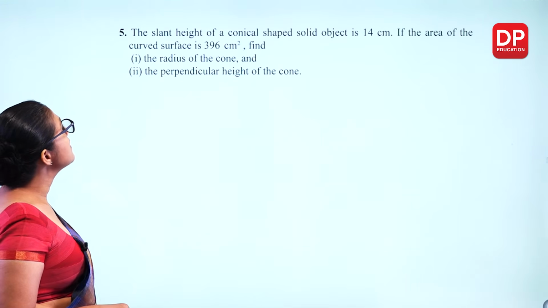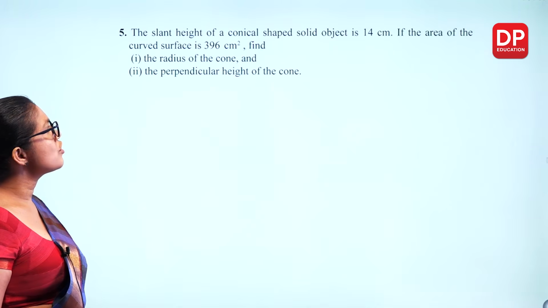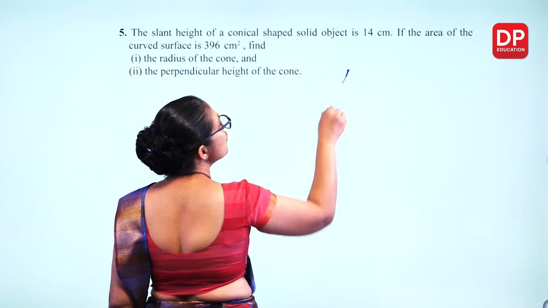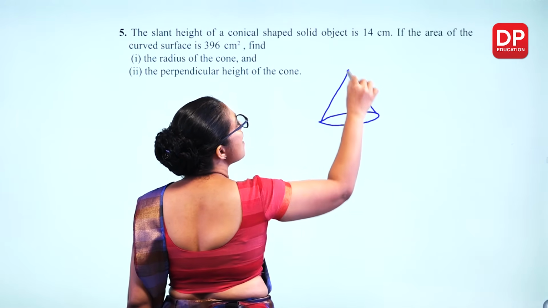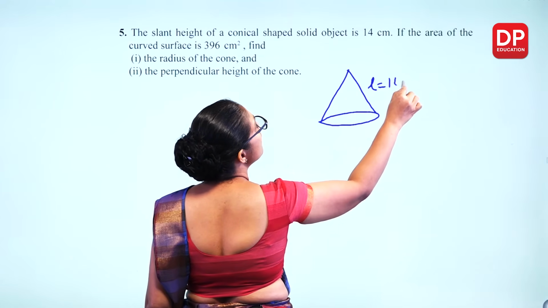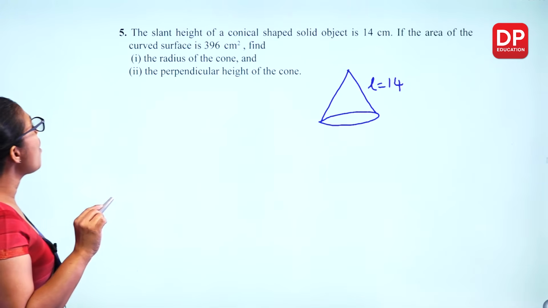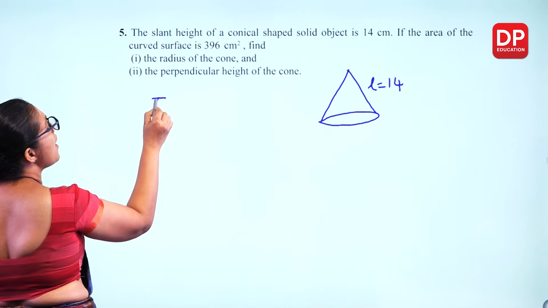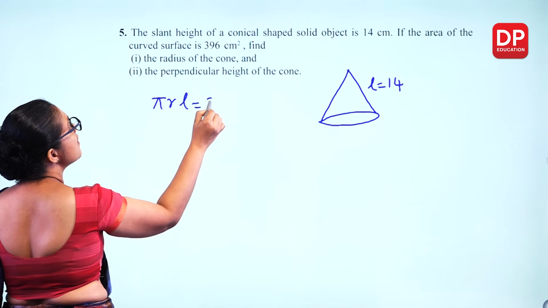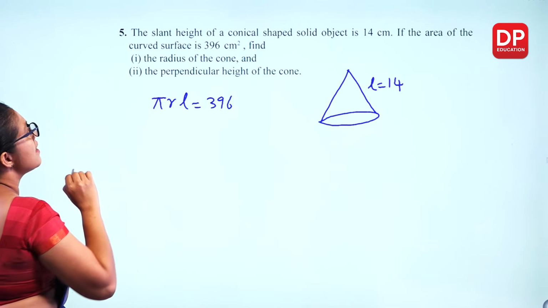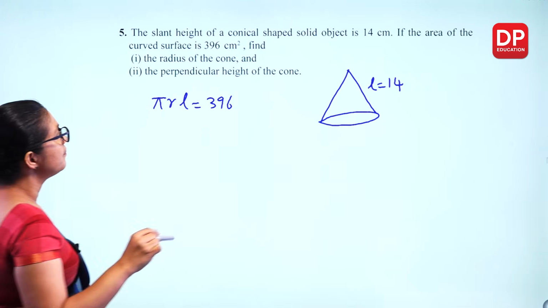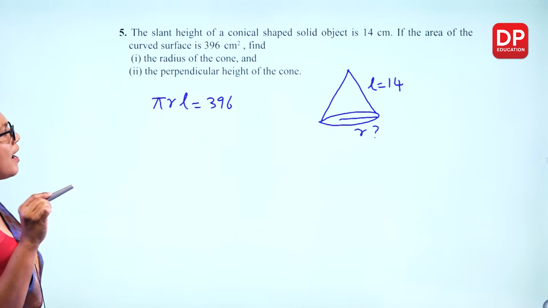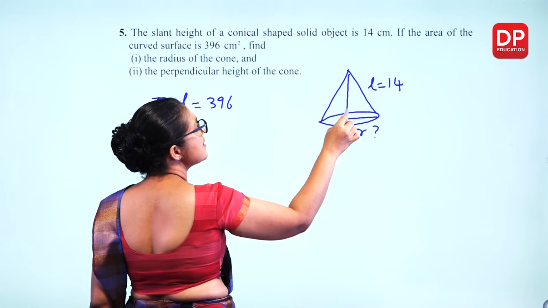In question number 5 it says the slant height of a conical shaped solid object is 14. So when you draw the diagram, slant height means L is given as 14. If the area of the curved surface is 396, that means pi r L is given as 396. Find the radius of the cone. That means you need to find r and the perpendicular height of the cone. Perpendicular height is h.